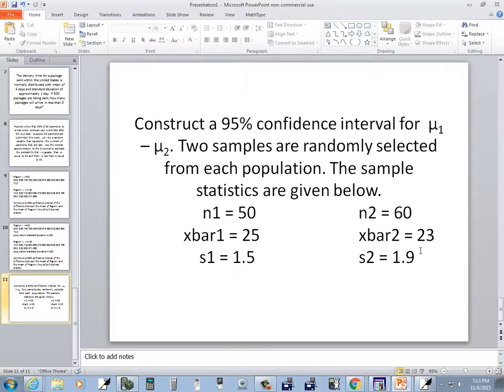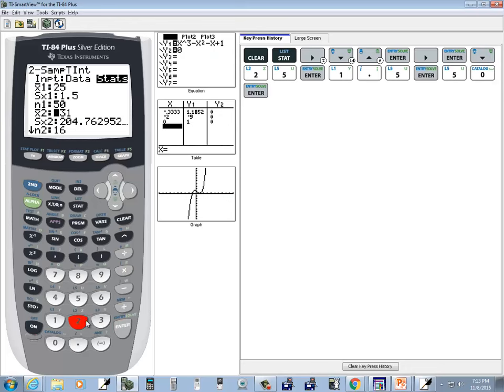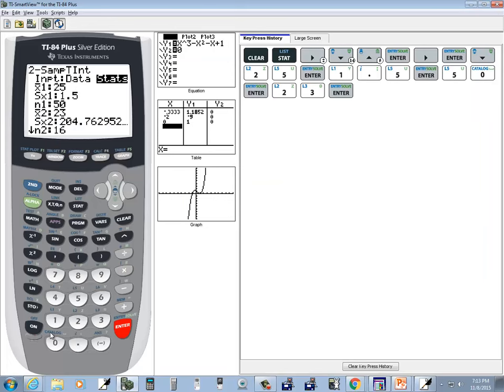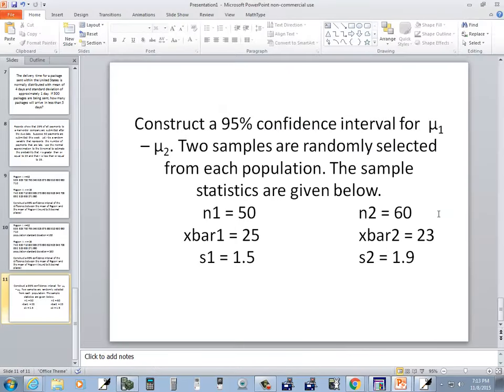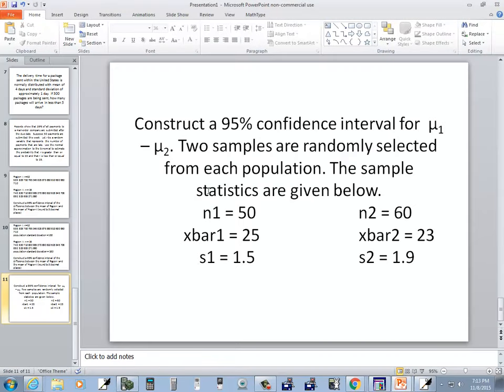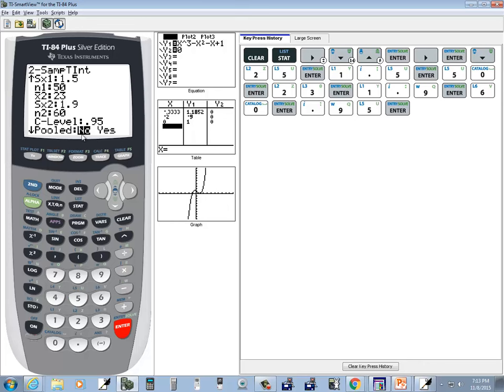Then X bar 2, which was 23. Then SX2, which is 1.9. And then N2, which is 60. C level says construct a 95% confidence interval, so I put in 0.95. Now when you get down to pooled, we'll always put a no here unless the population variances of the two populations are equal. Well, nowhere does it say anything about that, so we'll leave that as no.